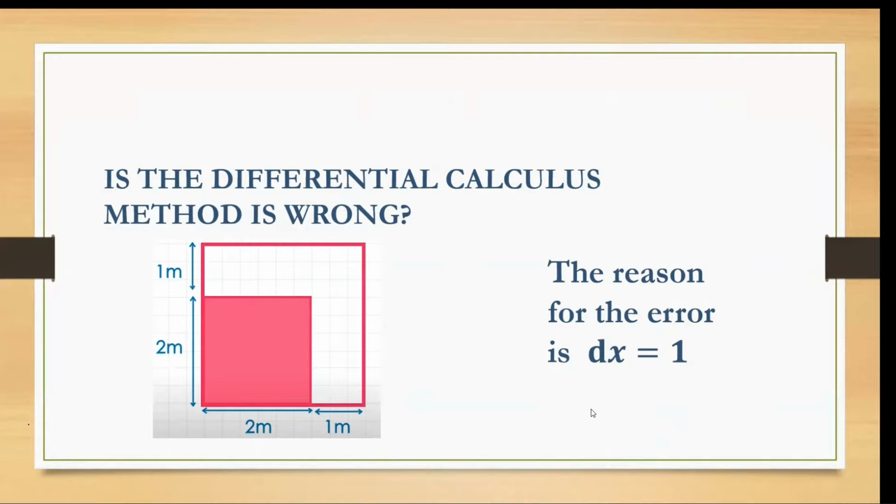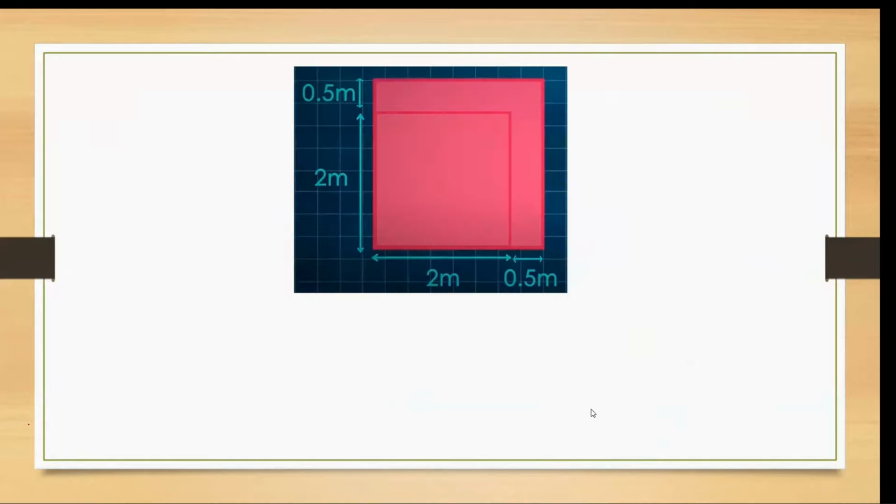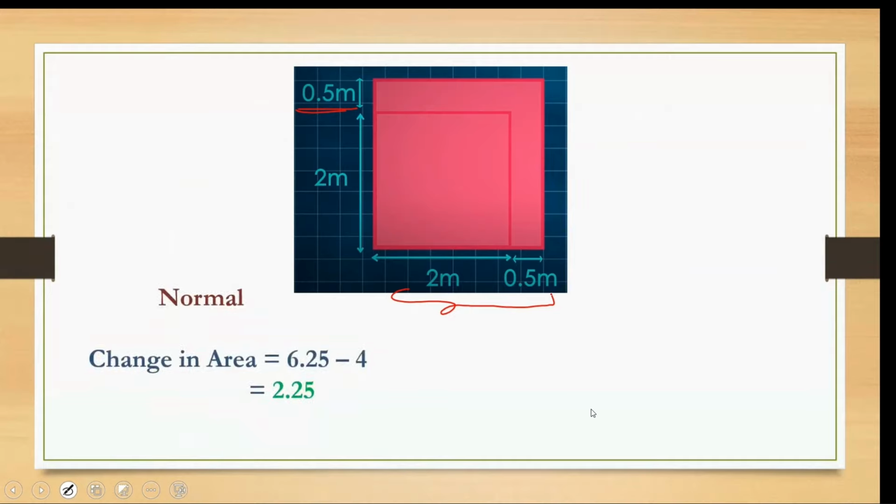We have taken 1 meter, let us reduce it to 0.5 meter. Now the change in length is 0.5 meter. What is the change in area in the normal method? And let us calculate the change in area in the differential method. So in the normal method, the side length for the small square is 2, and for the big square, the side length is 2.5 meter. So when you calculate the area, it is 6.25. So when you calculate the change in area for both squares, it is 6.25 minus 4, which is 2.25.